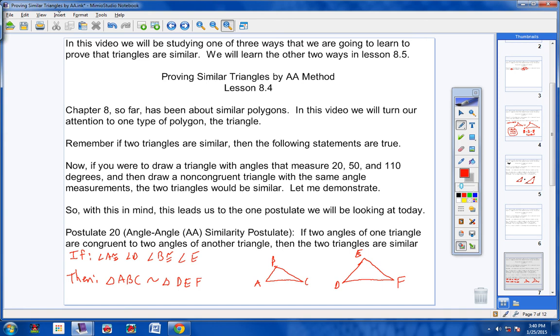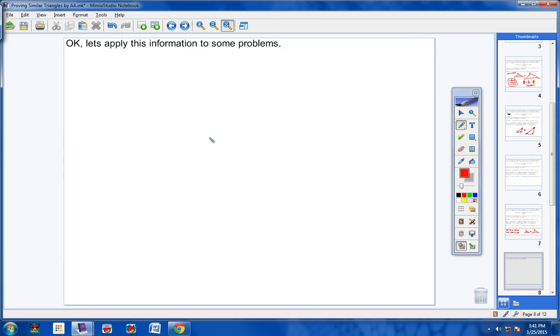Okay, but there it is. This is a picture of what the postulate says. If two angles in one triangle are congruent to two angles in another triangle, then for sure we know the two triangles are similar, because if two angles are congruent to two angles, then the third angle definitely has to be congruent also, okay? And don't forget, once you state that two triangles are similar, you can then state that their angles are congruent, okay? By definition of similar polygons, because the definition of similar polygons is you must have congruent angles. Alright, now let's continue on.